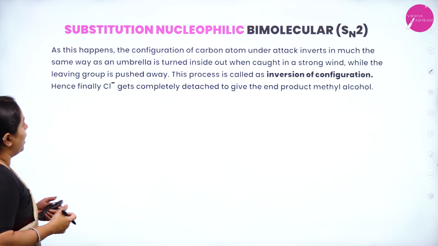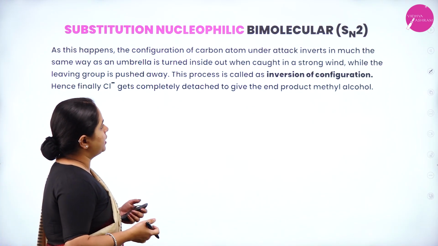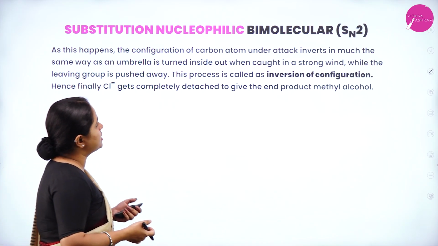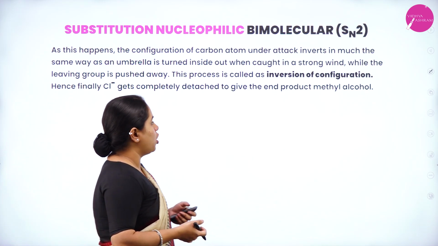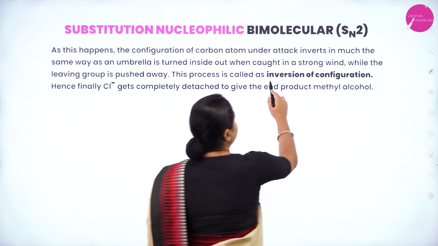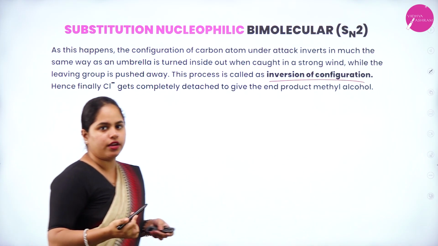Now, as this happens, the configuration of the carbon atom under attack inverts in much the same way as an umbrella is turned inside out when caught in a strong wind, while the leaving group is pushed away. This process is called inversion of configuration. That is what I have discussed now.